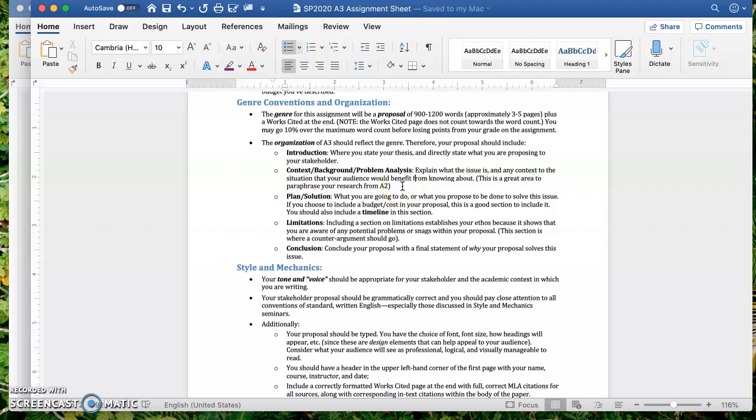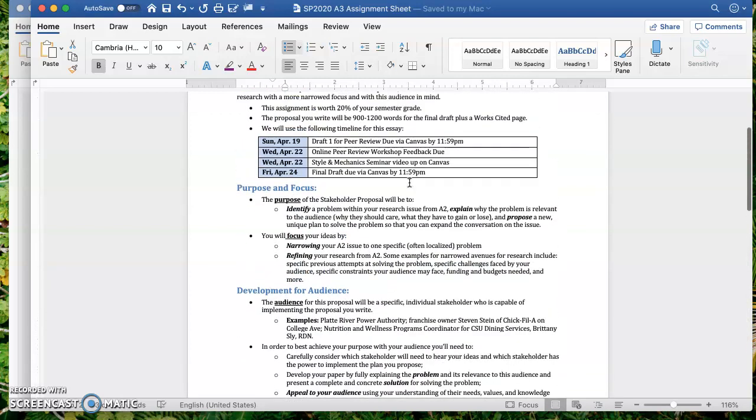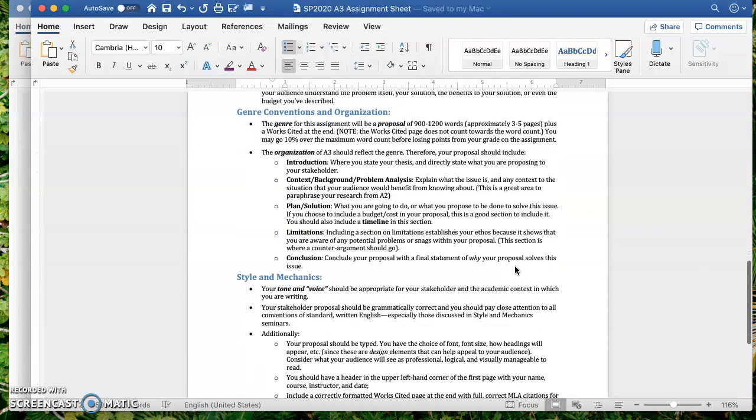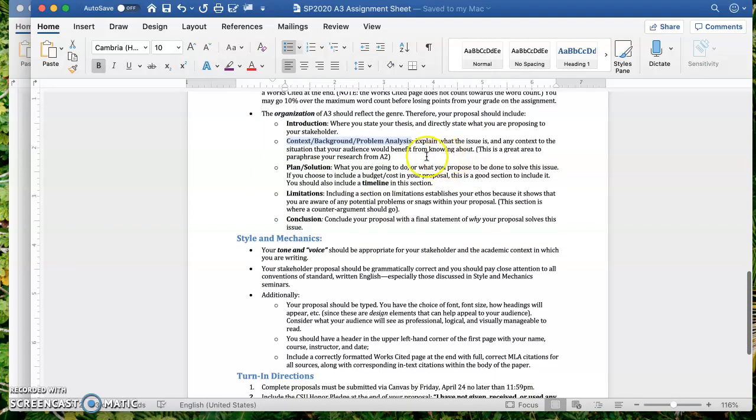This is not a researched argument, so you do not need to copy and paste your entire A2 into this section. You can include some of your research and you can include some of your evidence, but it does not need to be as research heavy, because remember that the purpose of your A3 is to identify a problem and propose a solution. So definitely we want to know about the background of what this issue is, but we don't need to make that the main focus of this A3. The main focus is likely going to be your proposed plan and solution.